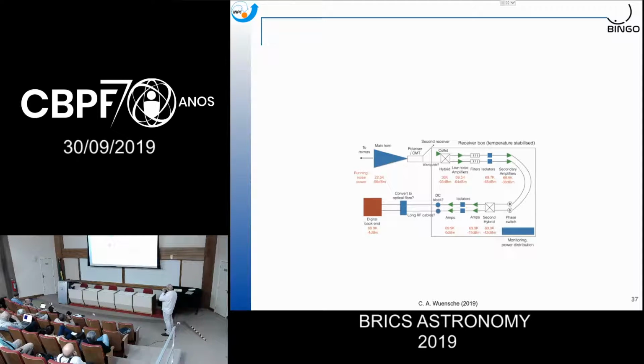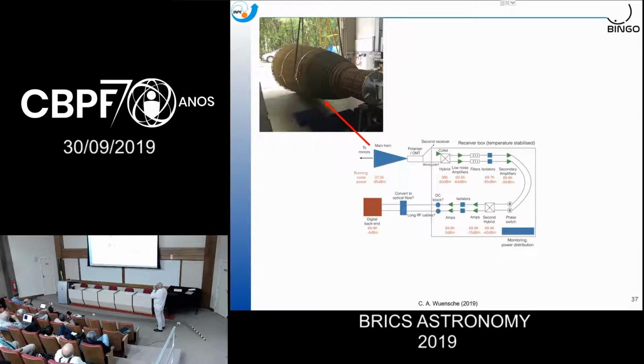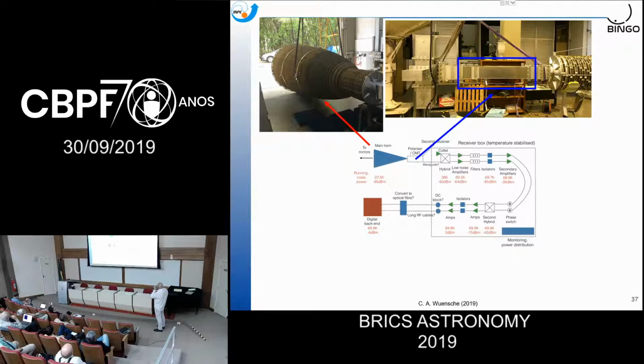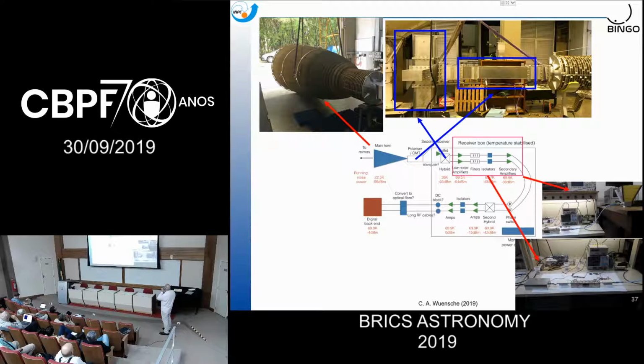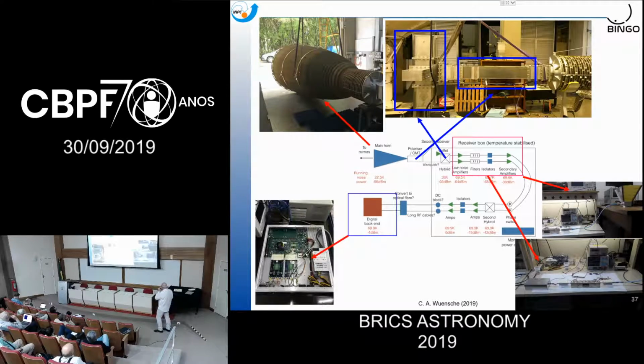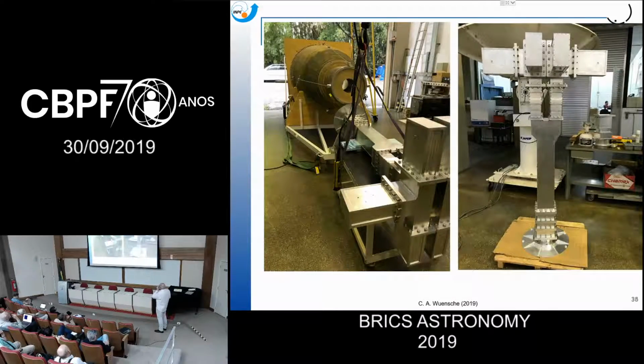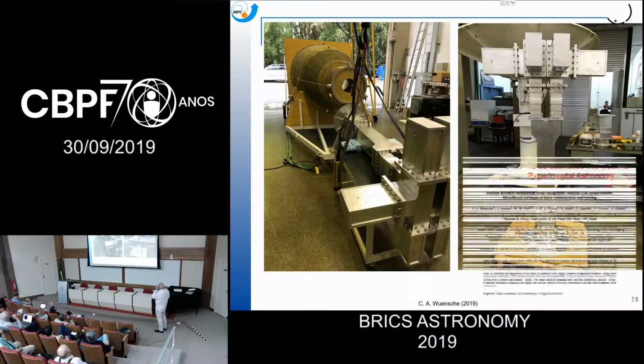That's the receiver structure. You have room temperature. So the horn is here. Here you have the polarizer. That's the magic tee, the orthomode transducer. So this is the main part of the receiver chain, and that's the digital backend where you do the Fourier transform of the whole 280 megahertz frequency band. So that's another picture of the horn and the polarizer.